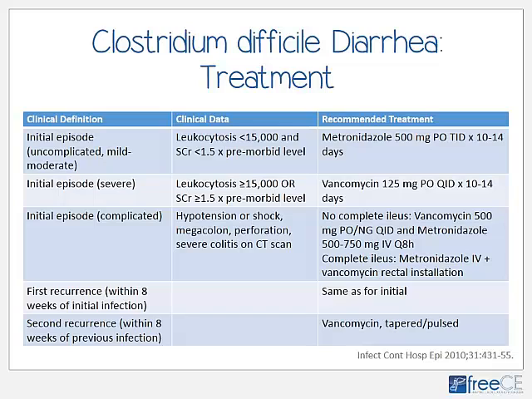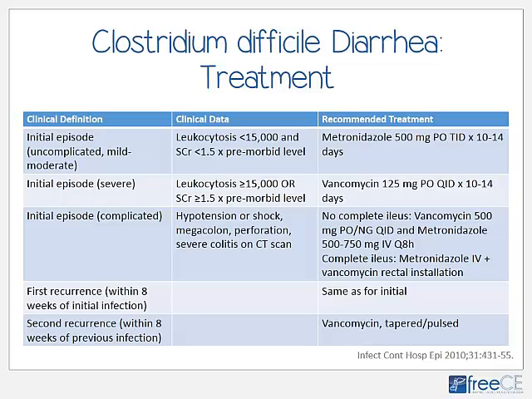So for these patients, you're going to want to recommend vancomycin. And you've seen lots of different dosing, I'm sure, 125, 250, 500. For all intents and purposes, 125 milligrams PO 4 times a day is just fine. And again, your duration is generally 10 to 14 days, really dependent on how the patient responds. So you're going to want to use vancomycin in your more severely ill patients.